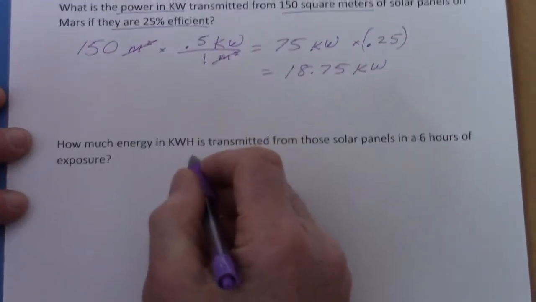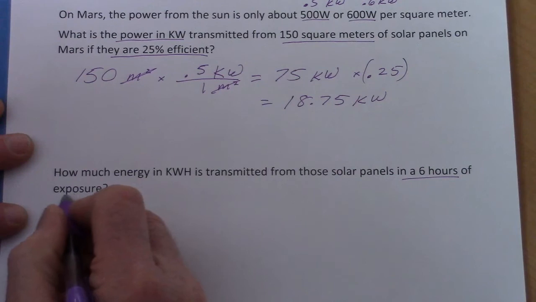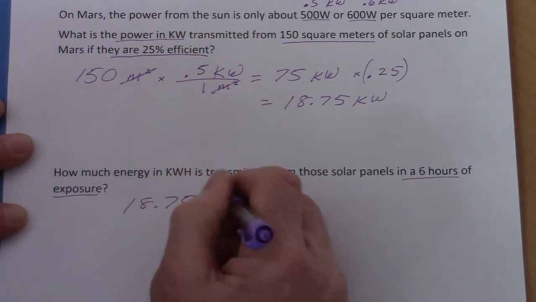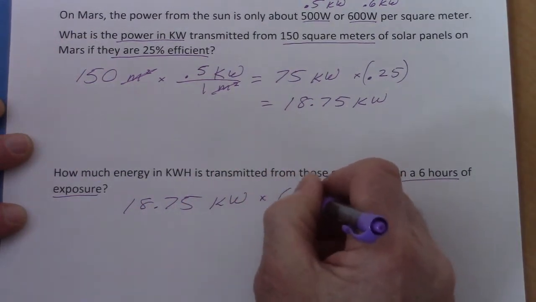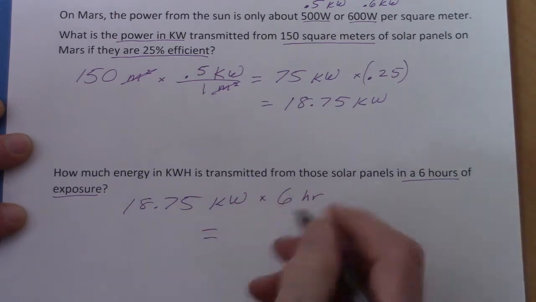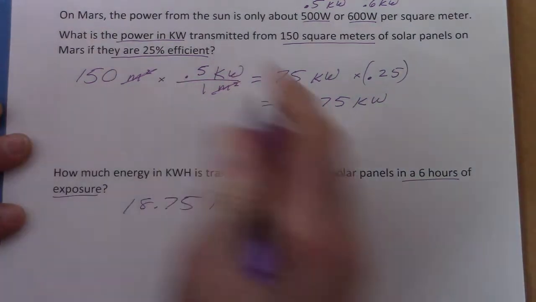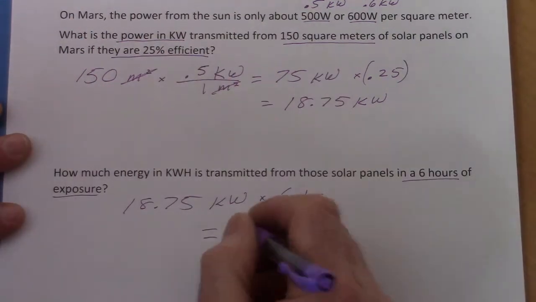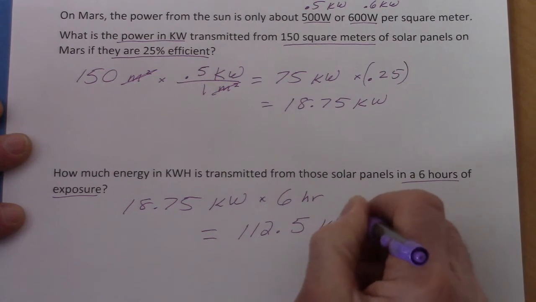Now, how much energy in kilowatt hours is transmitted from those solar panels in 6 hours of exposure? So we just take the 18.75 kilowatts, multiply it by 6 hours, and there you go. 18.75 times 6, I did that on my calculator, and that's 112.5 kilowatt hours.